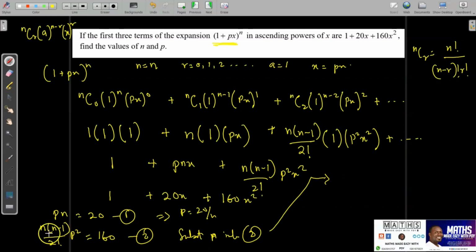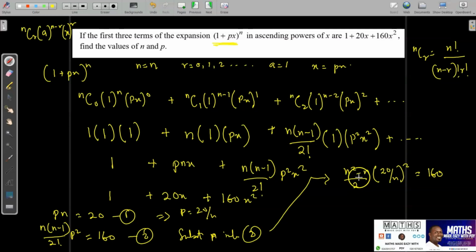That'll give us n times n, which is n squared, then minus n, all over 2 factorial, which is the same as 2. Then we are substituting for p, so we have p squared being 20 on n all squared. Do you agree with what I've written here? And this must be equal to 160.